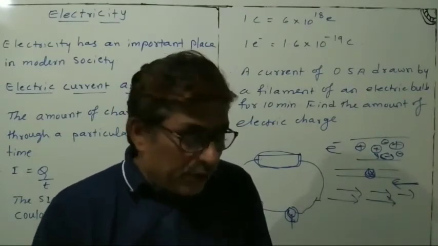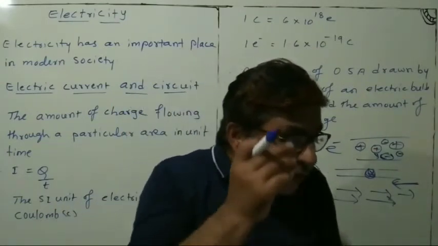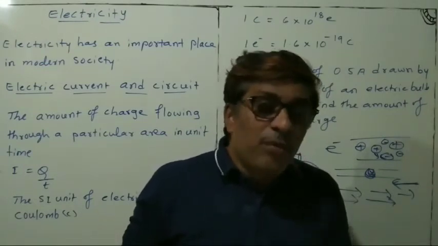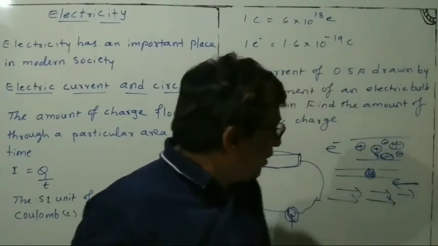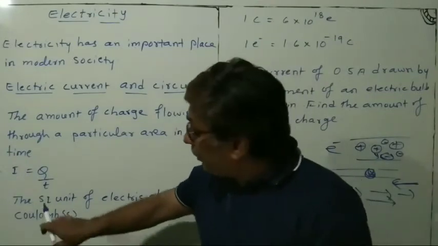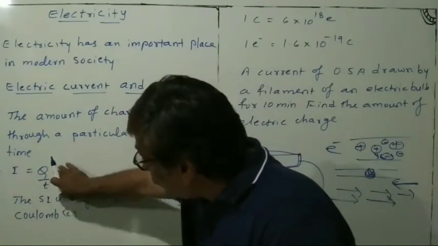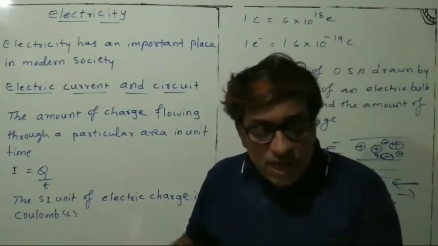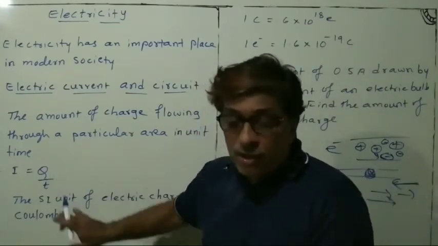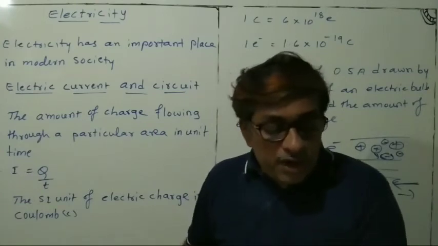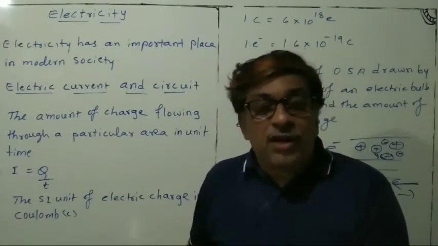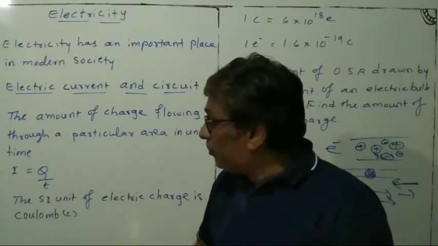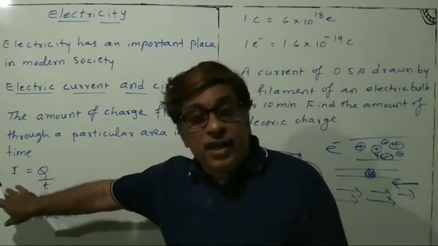Now, if a net charge Q flows across any section, the formula is: electric current is denoted by I, and I equals Q upon T. Q upon T means charge per unit time. So you can say that current is the rate of flow of charge per unit time. That is called electric current.